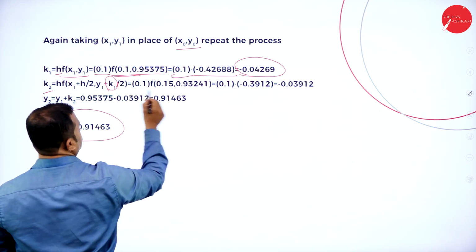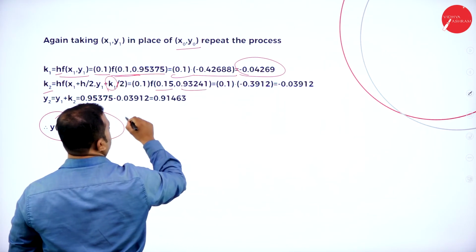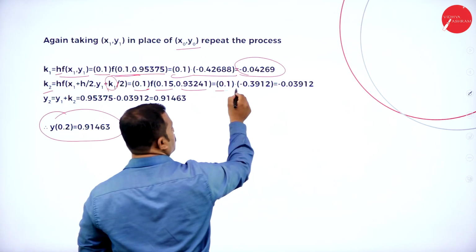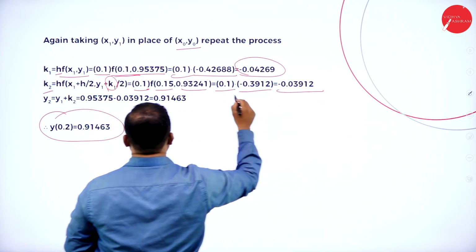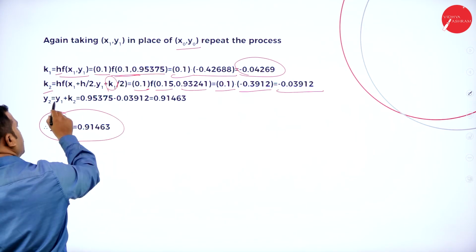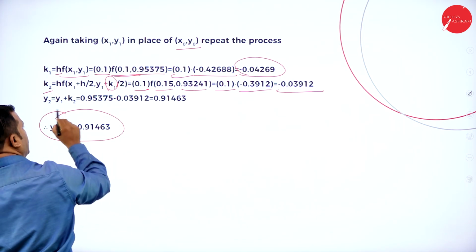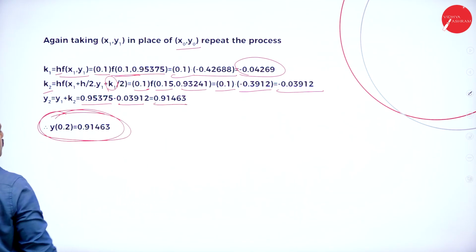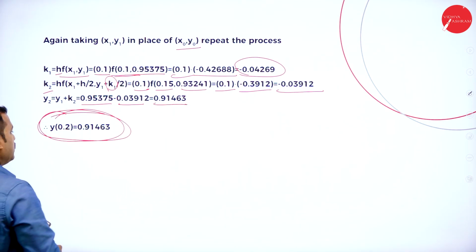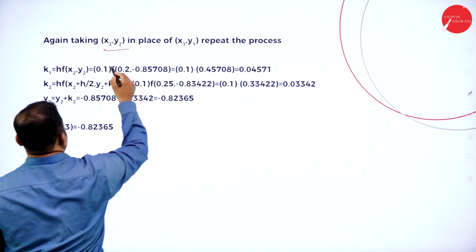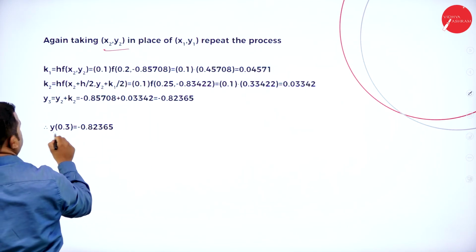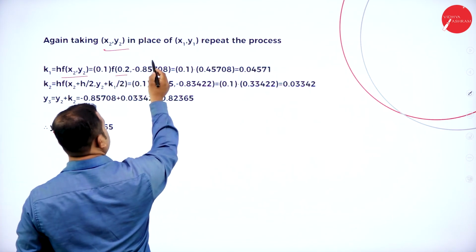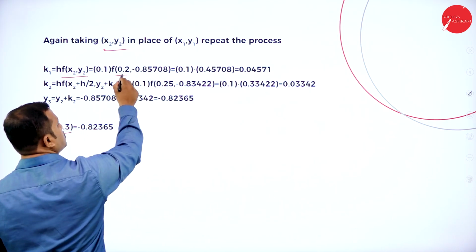To solve this equation, we get 0.15, 0.93241 multiplied by 0.1, that leads to 0.1 into this, which is equal to this. So then we have K2 here. K2 plus Y1 leads to Y2. That is, this term leads to 0.91463. This is the value of Y of 0.2. If that is the case, X2, Y2 is used here to find out Y3. That is f of X2, Y2. That is, X2 is 0.1 plus 0.1, that is 0.2.